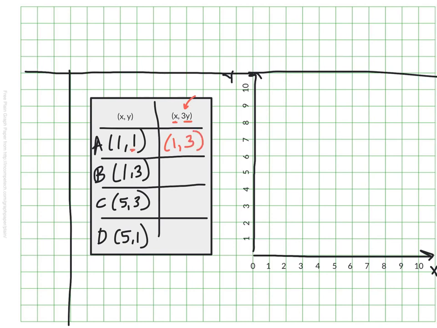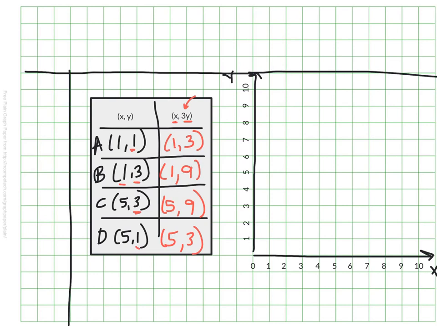1 times 3 is 3. X will stay the same, but y gets multiplied by 3. 3 times 3 is 9. X stays the same, but y is multiplied by 3. 3 times 3 is 9. X stays the same, y multiplied by 3. So these are my new coordinates.